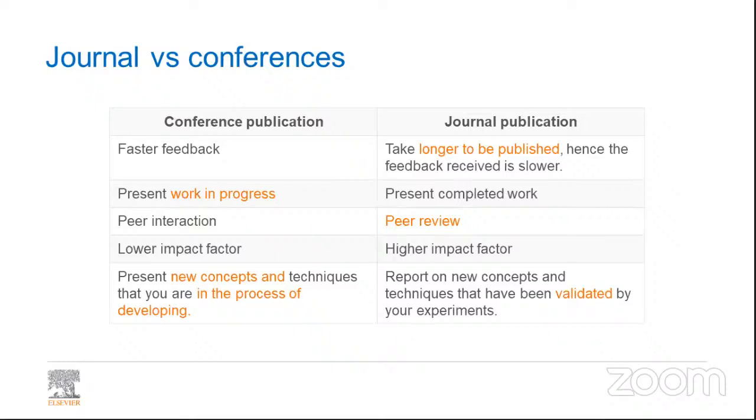It presents the complete work. The conference paper, as we said, presents work still in progress. And for the journal paper, the more important thing is that the data is validated, while the conference proceedings present data that were still concepts, or in the development process, or were not fully validated.